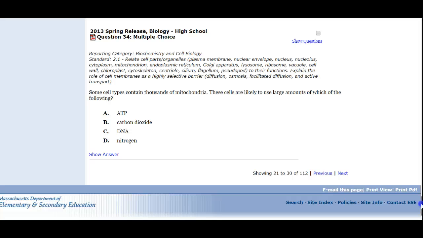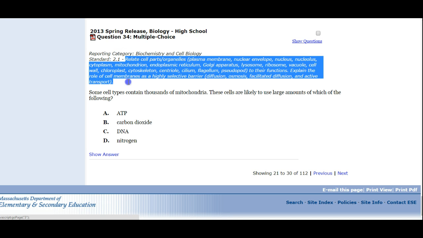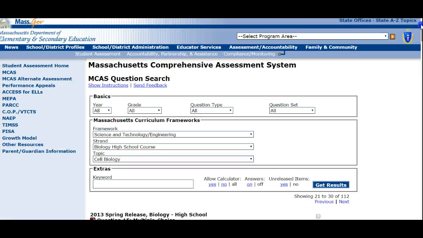Okay, review your organelles. Go through a bunch of these questions about the functions of organelles. Look at the standard. The standard wants you to know these functions of these organelles, which we have in a chart. And then the functions of a membrane: diffusion, osmosis, facilitated diffusion, and active transport. So those are the things you have to know, but review your organelles. All right, so I'm trying to keep this kind of quick, and I'm at 12 minutes.